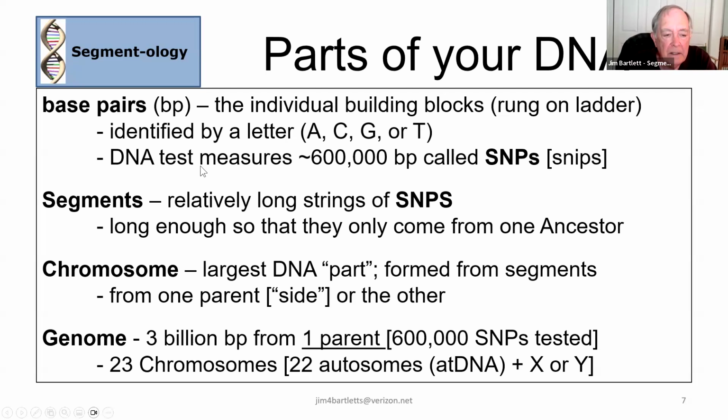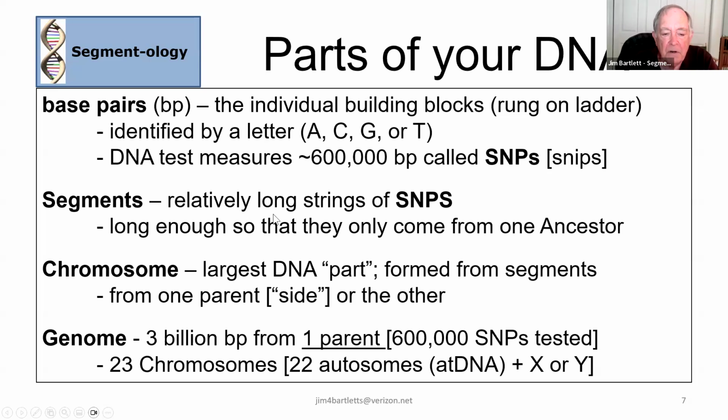And the test that we take measures 600 or 700,000, depending on which test you take, but a whole bunch of base pairs, which are called SNPs, single nucleotide polymorphisms. So SNPs is a whole lot easier mouthful than that. So that's what we measure, these 600,000 points that are base pairs.